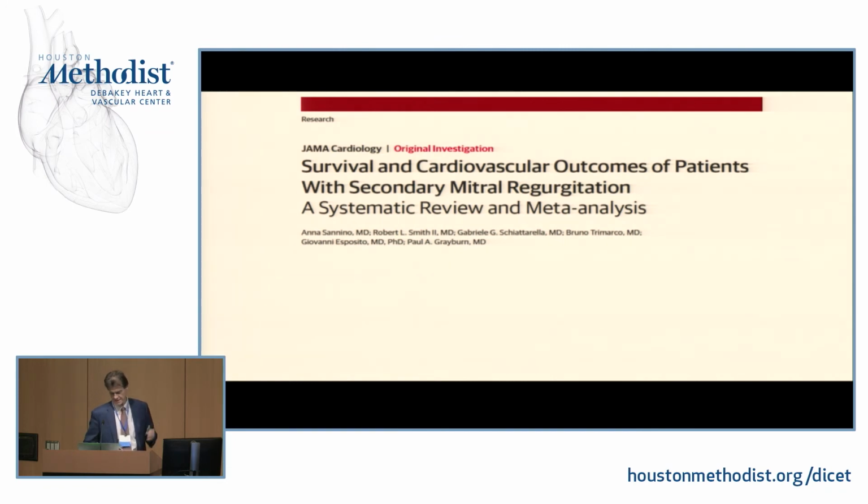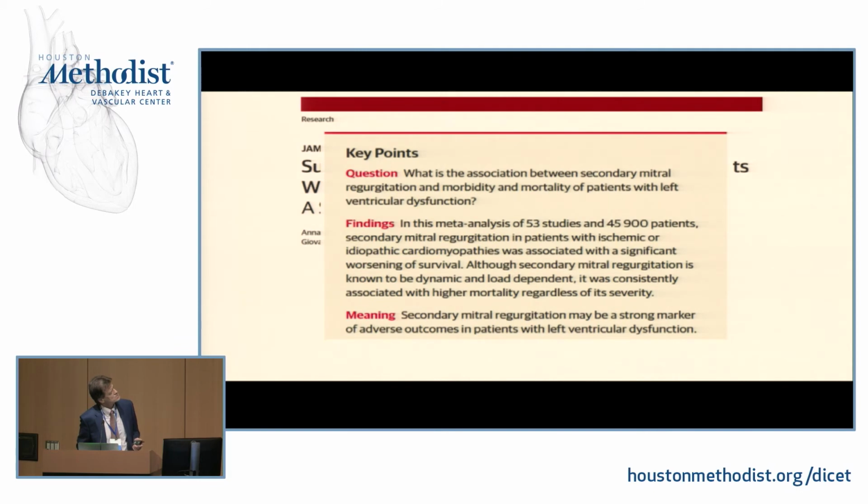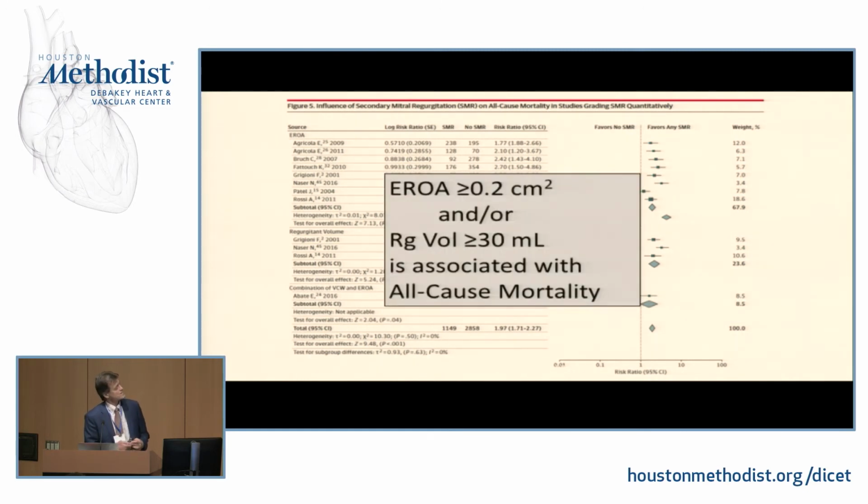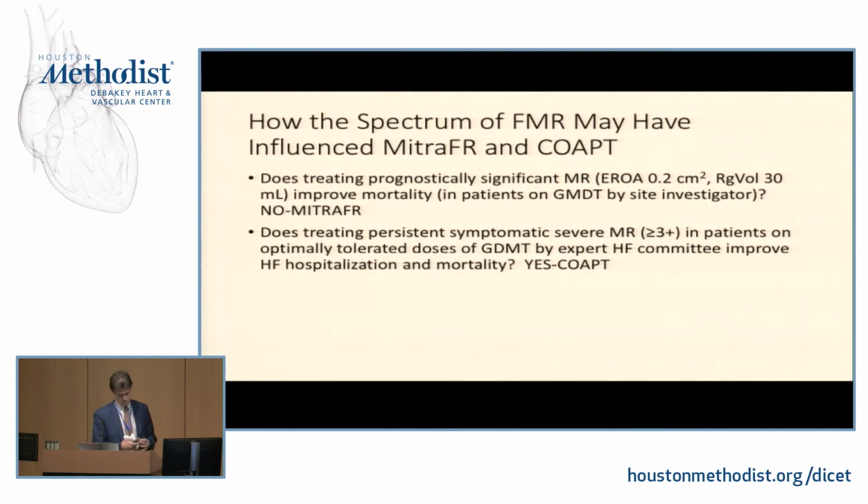Now, going back again, this is a meta-analysis in JAMA Cardiology that looked at 53 studies and almost 46,000 patients with secondary MR. And what you see here is that, yep, secondary MR is bad for you, period. But to summarize that, yes, it's true, an ERO of 0.2 and a regurgitant volume of 30 is associated with all-cause mortality. But that doesn't mean fixing it changes the mortality. And I think we learned that from these two trials.